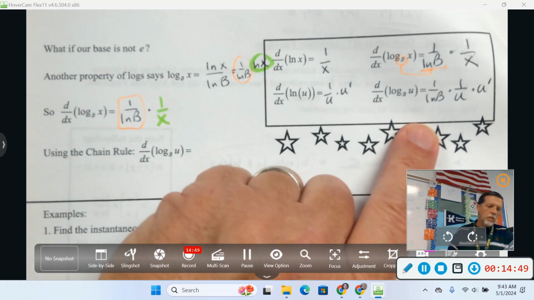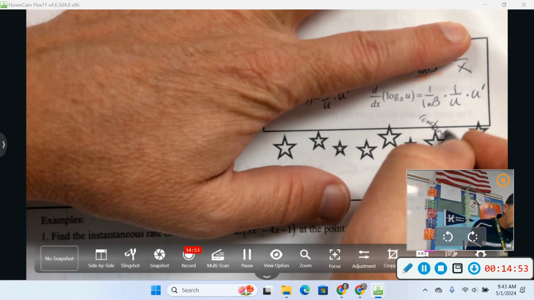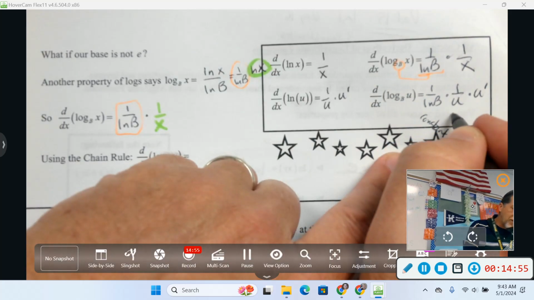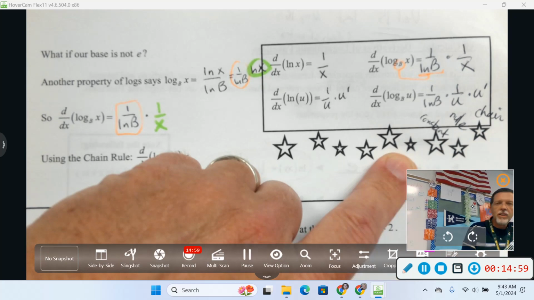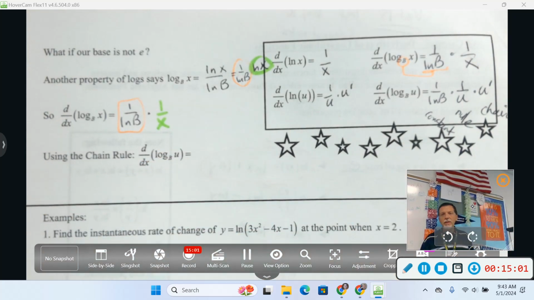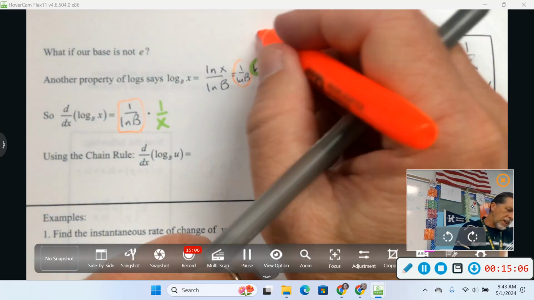So that 1 over natural log b, that's a constant. 1 over u, that's the rule for natural log, and then u prime is the chain rule. So there's a lot of pieces to that. Multiple stars on that because you've got to know that.